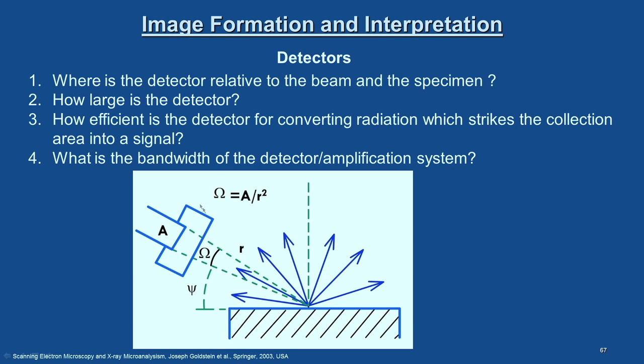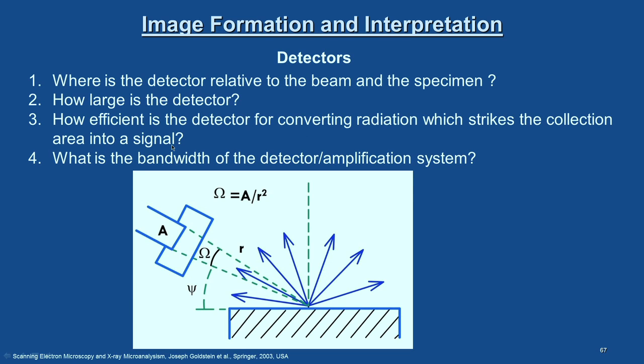Which is defined by the solid angle. You can understand this by a sphere having a solid angle of 4 pi. And how efficient is the detector for converting radiation which strikes the collection area into signal.